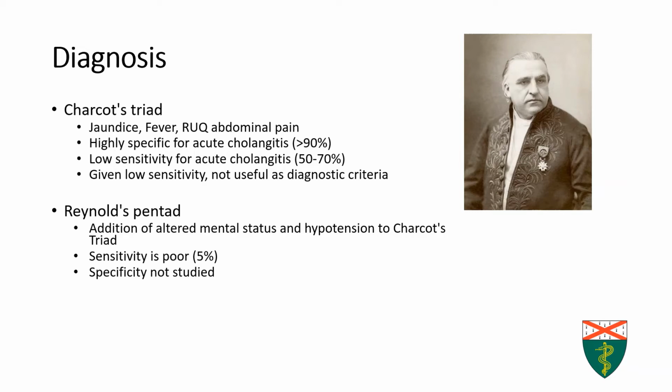The International Consensus Guidelines for Acute Cholangitis, the Tokyo 2018 guidelines, have broken down the diagnostic criteria into 3 sections based on Charcot's triad, but with more data required. This has increased the sensitivity to 92%. A systematic review investigated the sensitivity of Reynolds' pentad, which was consistently low with an overall value of 4.82%. The specificity of Reynolds' pentad was not studied.